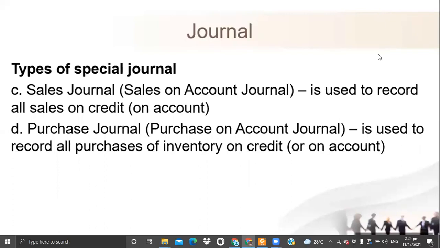So earlier, the cash receipts and cash disbursement involved all transactions that involve cash. Sometimes we purchase on account, and we also receive revenue or sales on account. So we can use the sales journal and the purchase journal.